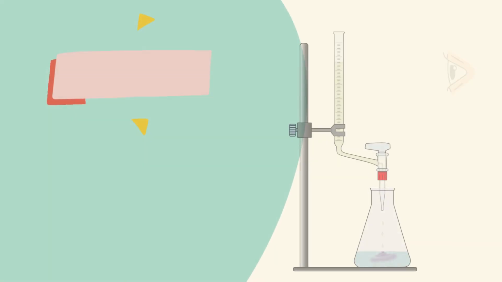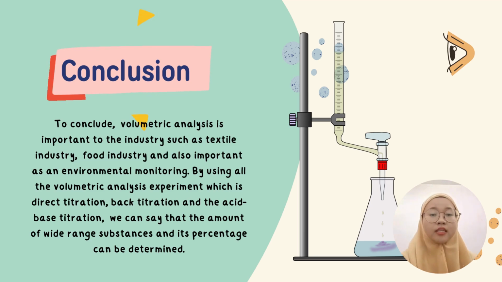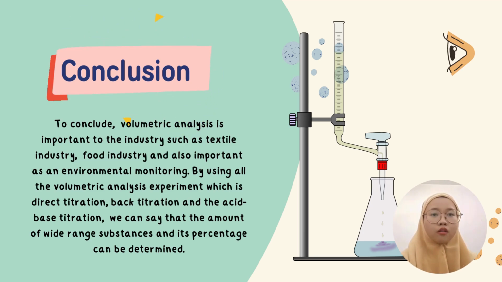103.76%. By the end of this video, we can conclude that volumetric analysis is important to industries such as the textile industry and the food industry, and also important for environmental monitoring. By using all of the volumetric analysis experiments, which are direct titration, back titration, and acid-base titration, we can say that the amounts of a wide range of substances and their percentages can be determined.